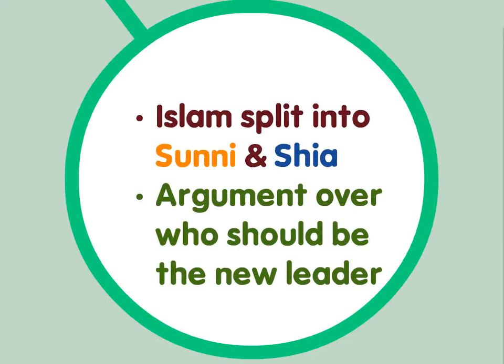You'll remember that Islam ended up being divided between the Sunni and the Shia. These are the two major divisions of Islam. About 80% are Sunni, while about 20% are Shia. It's all based on an argument over who the new leader should be after Muhammad died.